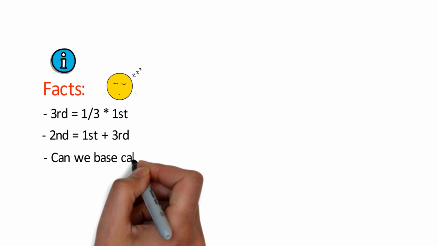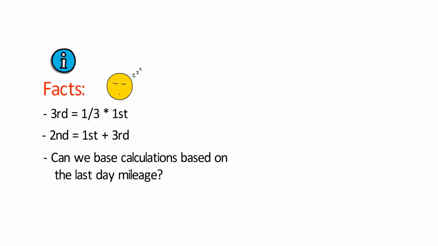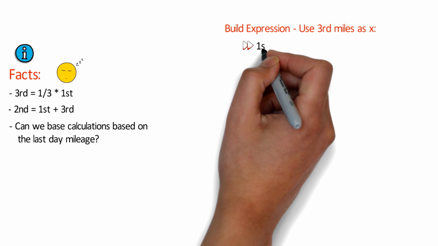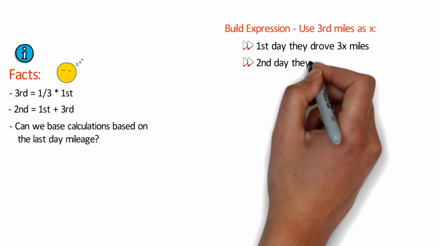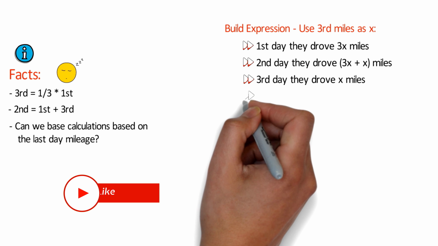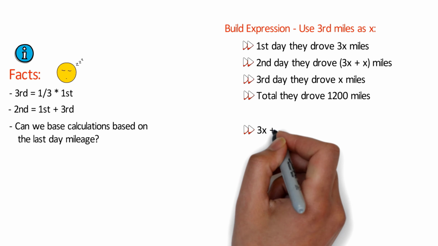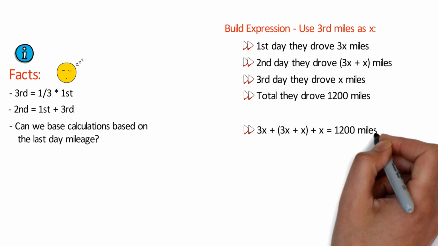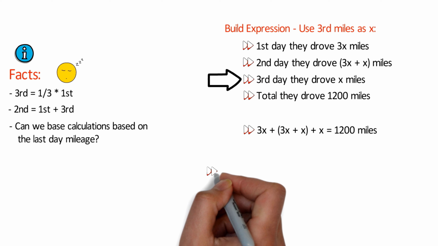So what's interesting here, can we base our calculations off of the last day mileage? What I mean by that is, can we use the third day miles as x in the expression we're trying to build? Based on this information, on the first day they drove 3x miles. On the second day they drove 3x plus x miles. In total they drove 1200 miles. So now we can build an expression: 3x, in parentheses 3x plus x, and then plus additional x equals 1200 miles.